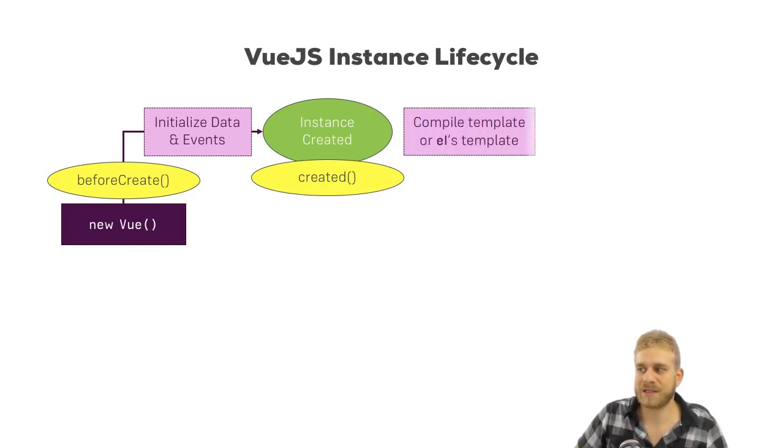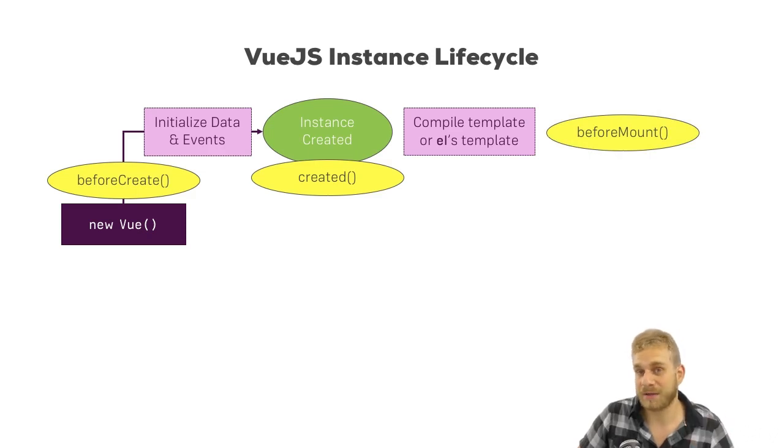Thereafter, it compiles the template, or it derives the template from our HTML code if we use el or mount. So it either uses the template provided in the template property or the one it derives. We saw that before in action. Then beforeMount is reached. This is, as the name implies, called right before this template, which is rendered, is mounted to the real DOM, is written to the real DOM. So it's not there yet.